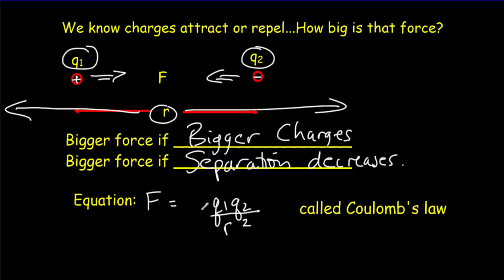Of course, we need a constant out front, and we use this Coulomb's constant k. It's equal to 9 times 10 to the 9th. And this equation tells us the force between two point charges, and that's called Coulomb's law.